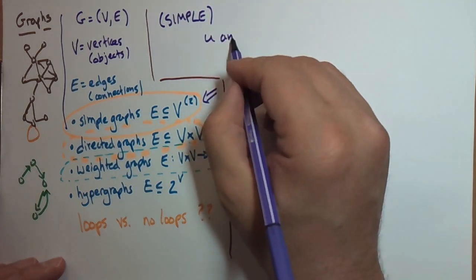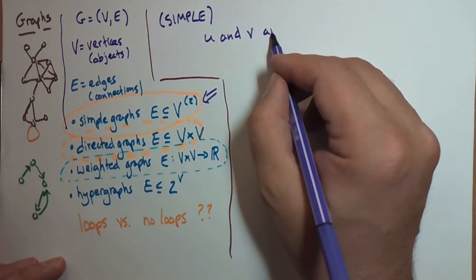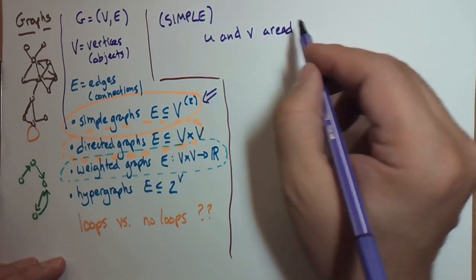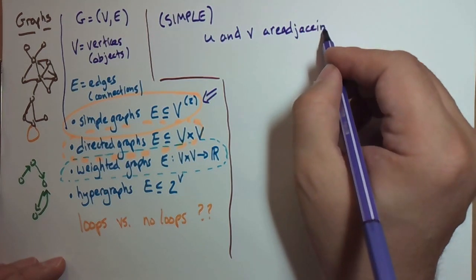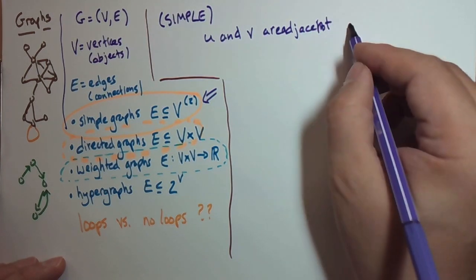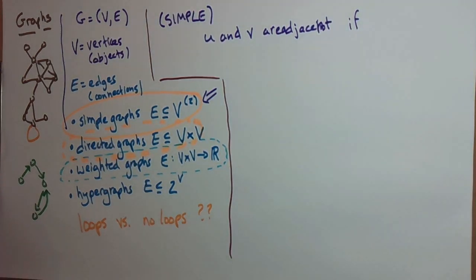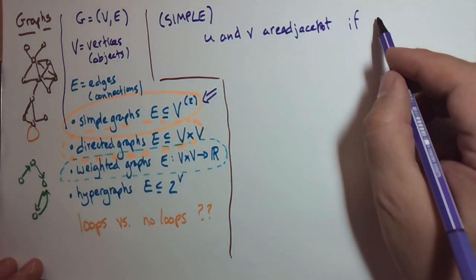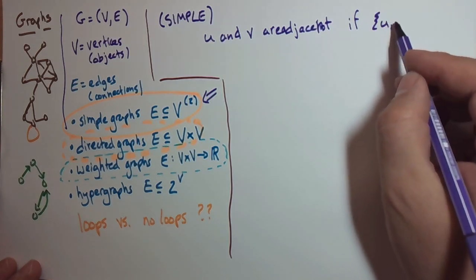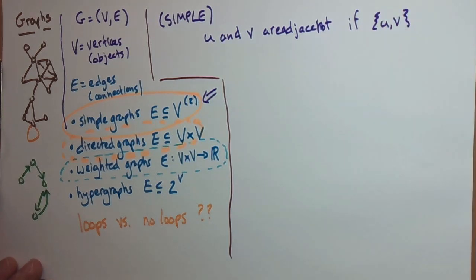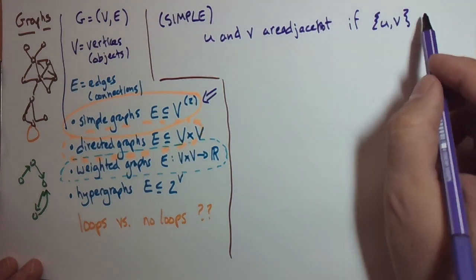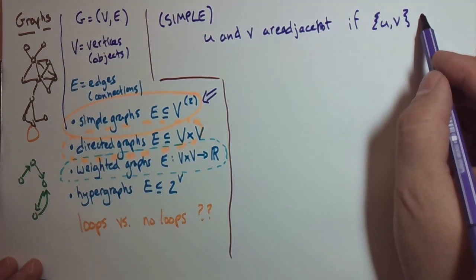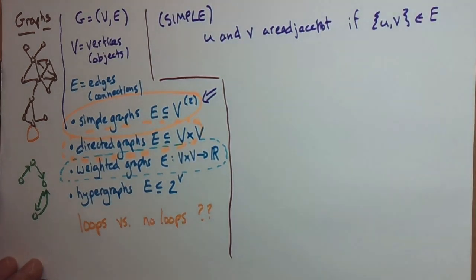U and V are adjacent. Adjacent if what is true? There's an edge from U to V. And so what we can say is when we think of a simple graph, we think of the edges as pairs. So we say, well, then the edge corresponding to the pair UV is an element of the edge set. All right.